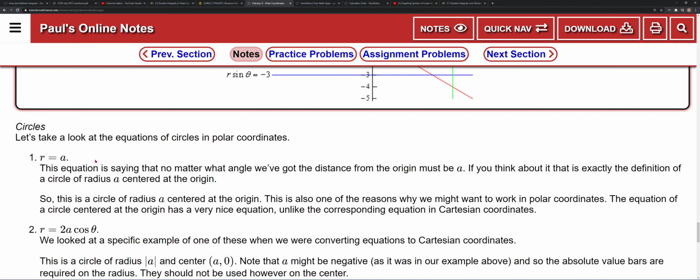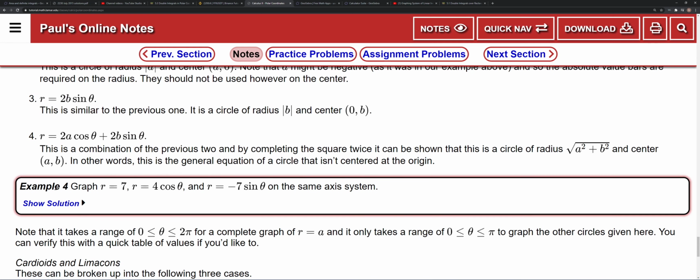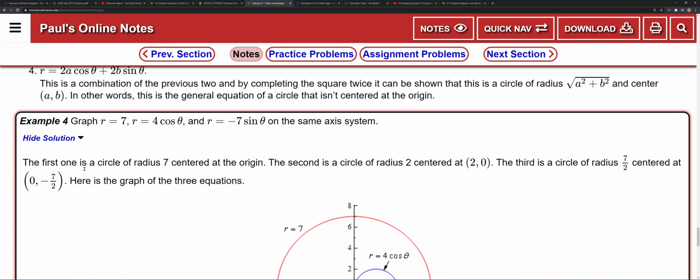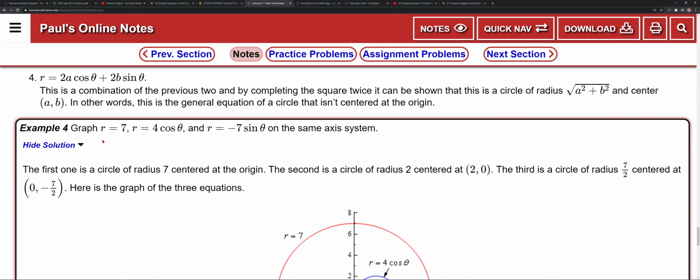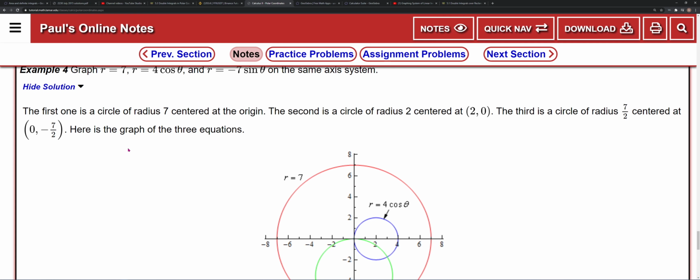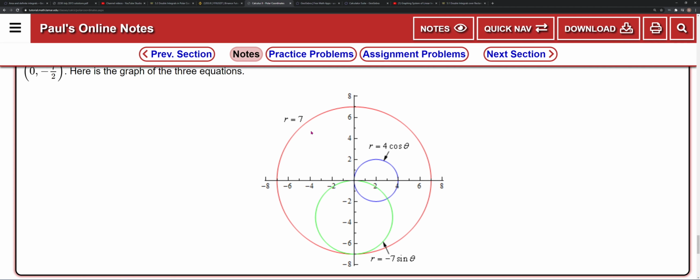Okay, the next line or curve that we want to look at in polar coordinates is r is equal to a, right? And what r is equal to a is a circle of radius a centered at the origin. So for example, r is equal to 7 over here is this red circle.